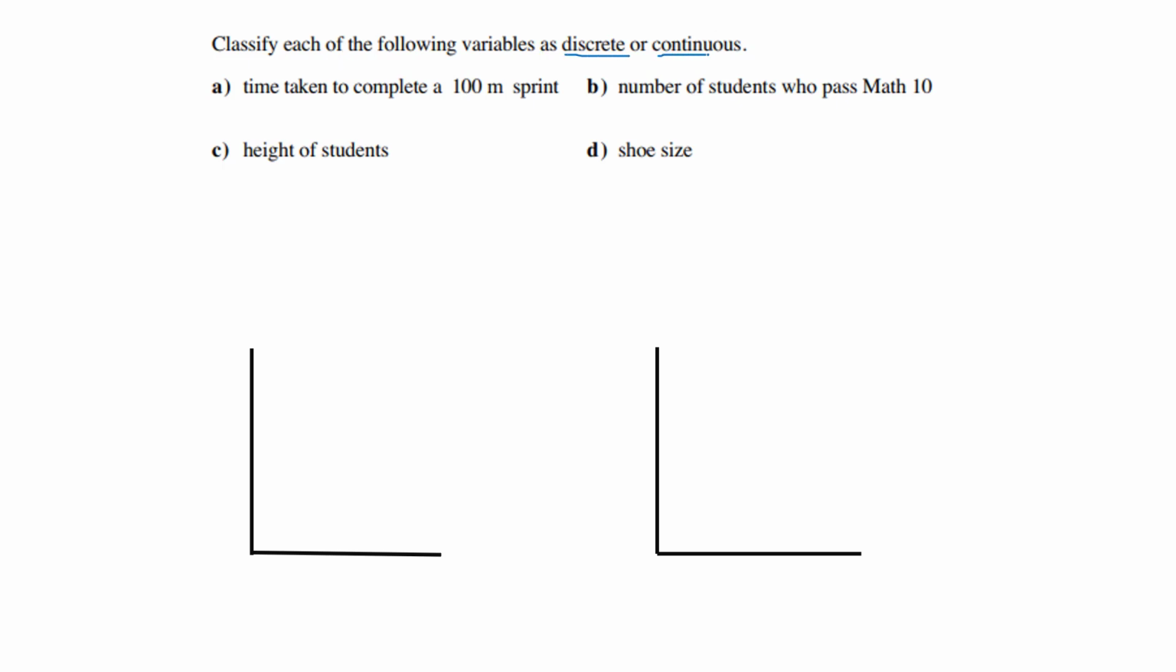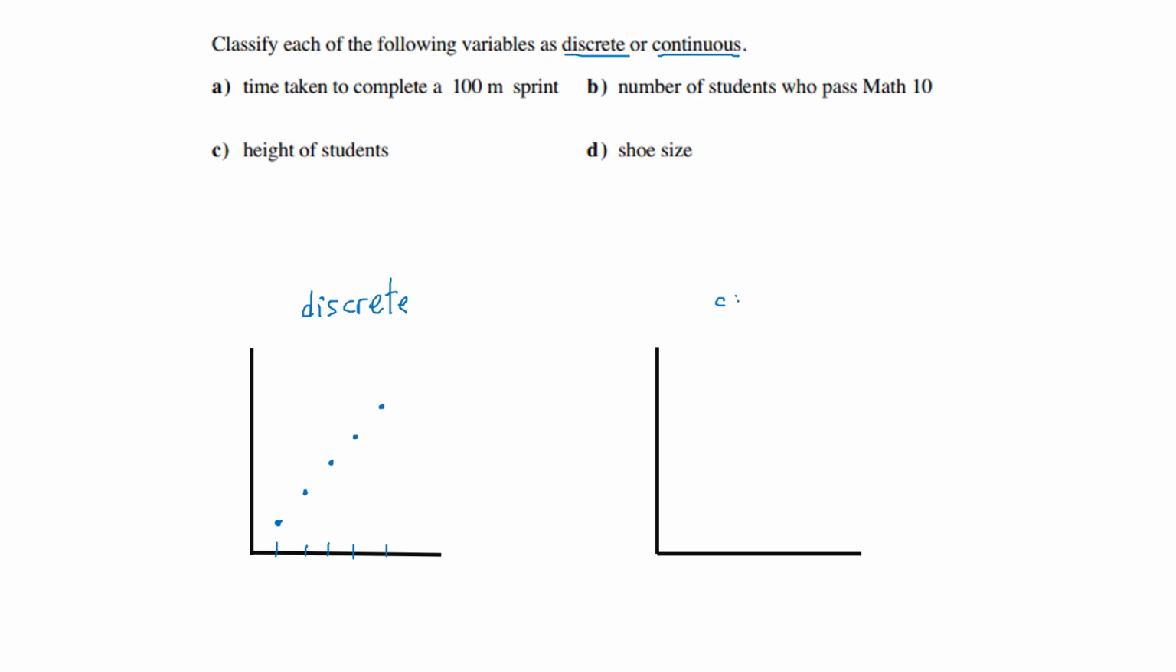Discrete or continuous variables. In short, discrete variables have to exist as whole numbers. There's nothing in between them. On a graph, you'll see them as discrete dots. 1, 2, 3, 4, 5.